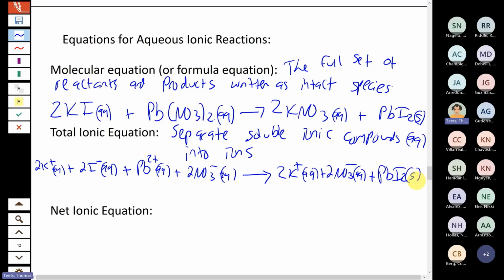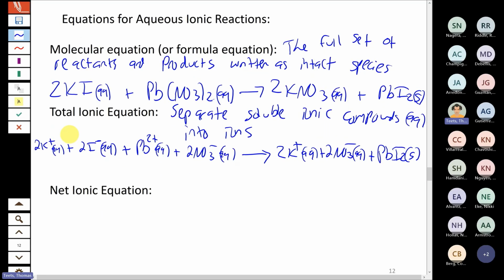And then finally, this total ionic equation is not a very common way of writing things, but it's useful to get us to this last one here, which is sometimes helpful, which is called the net ionic equation. So what we do to produce the net ionic equation is we remove what are called spectator ions. Those are going to be aqueous ions that appear on both sides of the arrow, where essentially there's no net change involving those ions. They're just dissolved in the solution in the reactant side and dissolved in the product side.